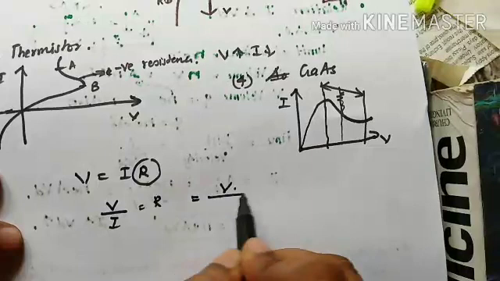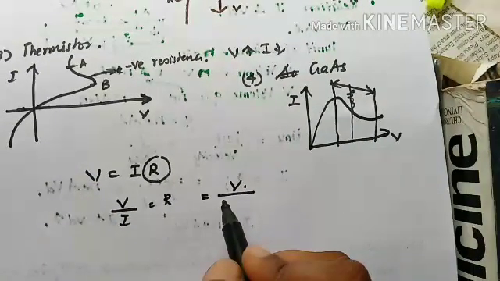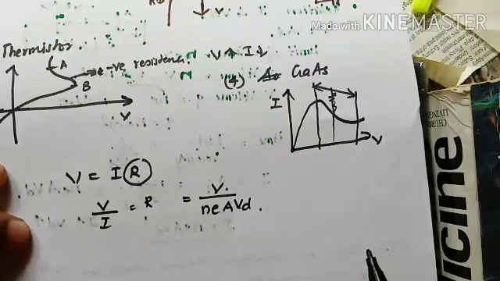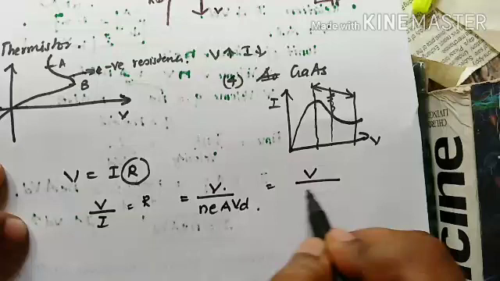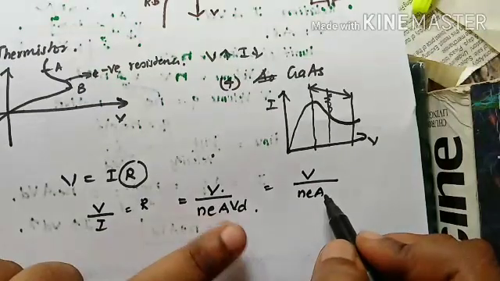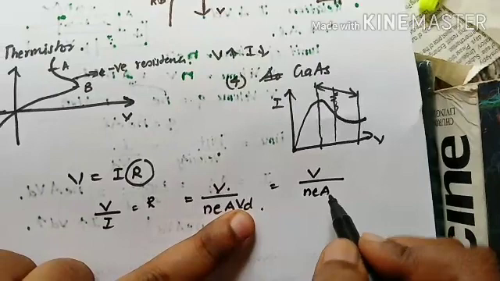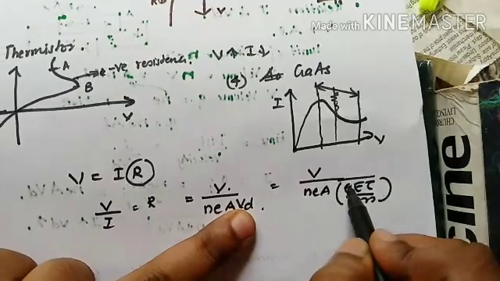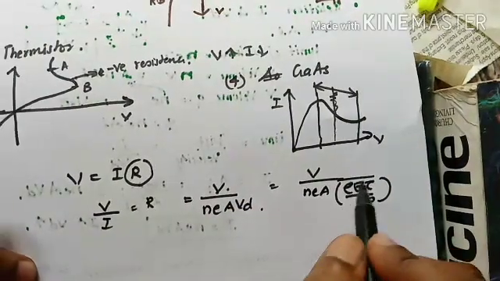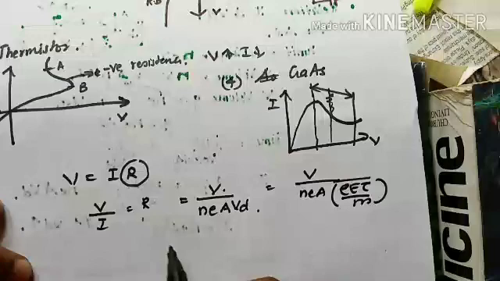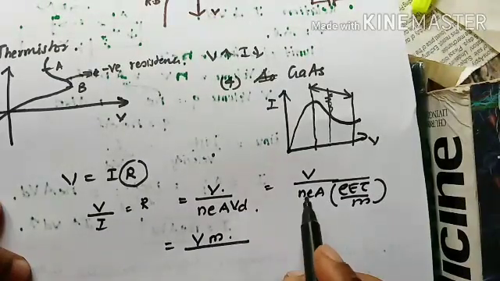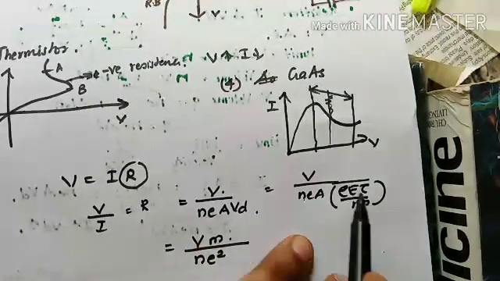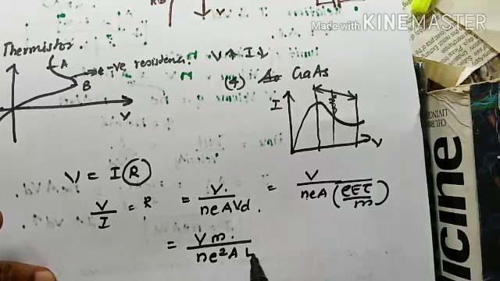So in place of I, I am going to write the current in terms of drift velocity, that is NEAVd, right? So V divided by NEAVd. Vd we have derived in the last section of the previous video. It is E tau by m. Please look into that part, right? This is the expression. Now this m can go up, so it becomes Vm. Then there is N into E squared, right? So there will be NE squared, then there is A, then E tau.